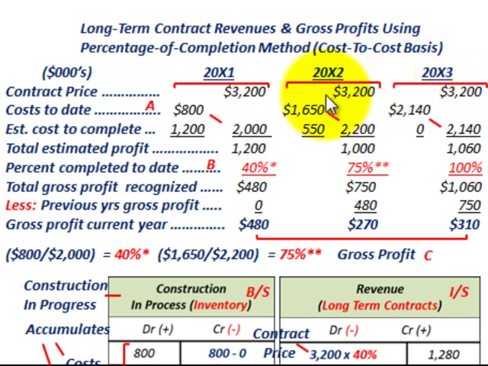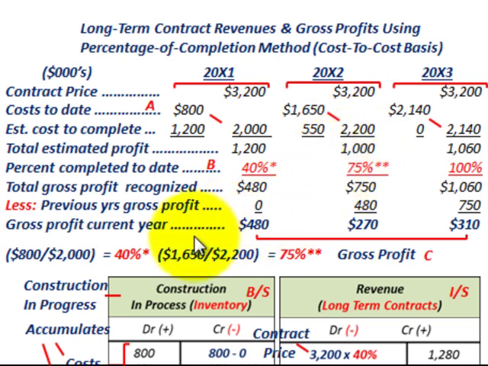Let's just go through 20x2 once. Our cost to date now is $1,650. The estimated cost to complete is $550. So our total costs would be $2,200. Compare that to the contract price of $3,200, and we get a total estimated profit of $1,000. Now we have to determine our percent completed to date, and that's going to be 75%.